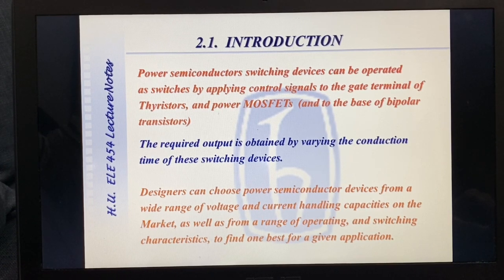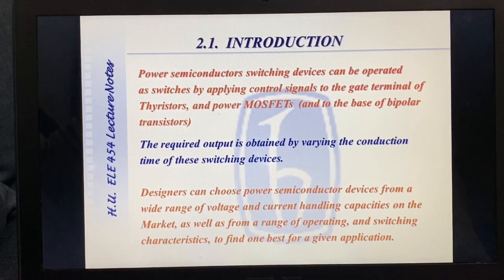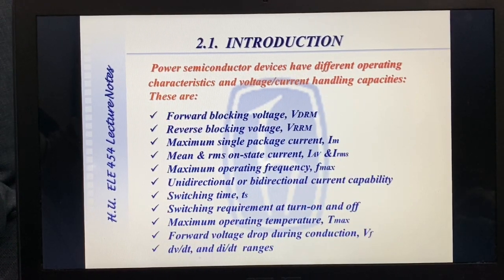Power semiconductor switching devices can be operated as switches by applying control signals to the gate terminal of thyristors and power MOSFETs and to the base of bipolar transistors. Designers can choose power semiconductor devices from a wide range of voltage and current handling capabilities, looking to the data sheets of the commercially available ones, as well as from a range of operating and switching characteristics to find the one best for a given application.